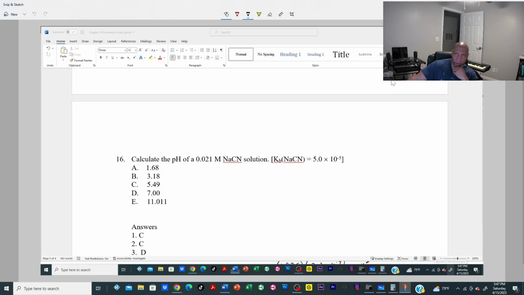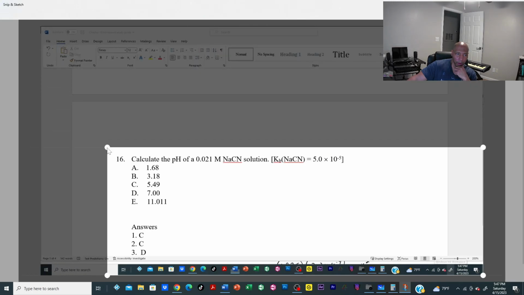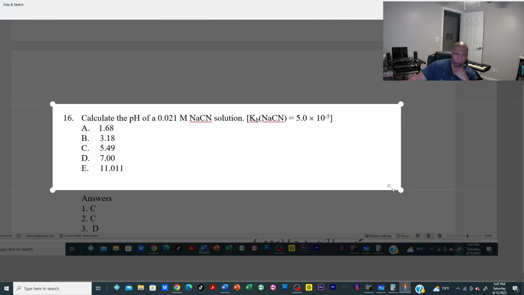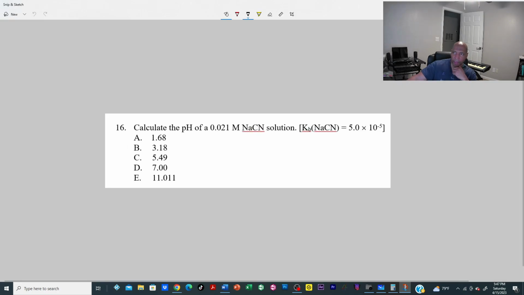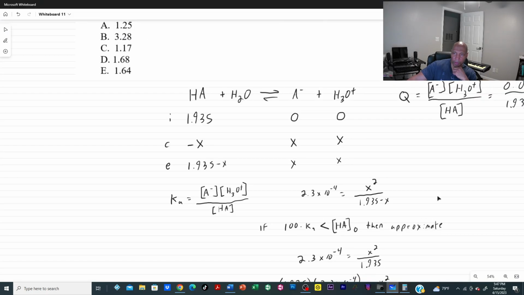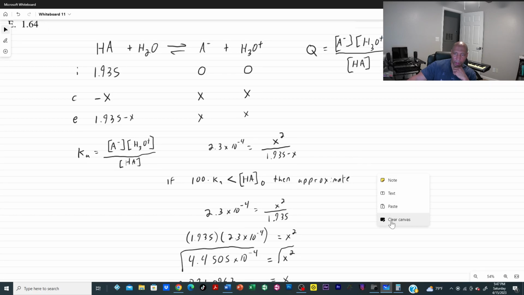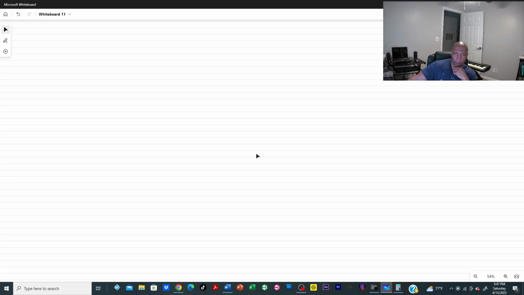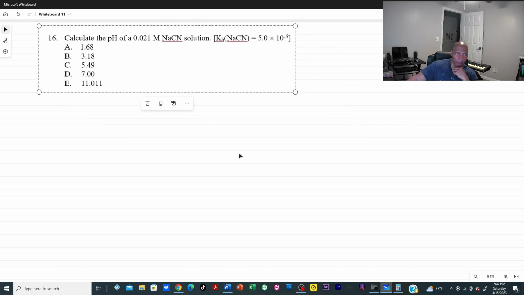Okay, now number 16, of course, is sodium cyanide. Since hydrogen cyanide is a weak acid, its conjugate base, which is cyanide, is going to be a weak base. And they give you the Kb. All right, so if you guys recall, the weak base problems are going to be very, very similar to the weak acid problems. Of course, you have a different reaction going on there. So when you solve for X, you find the hydroxide ion concentration, don't you?